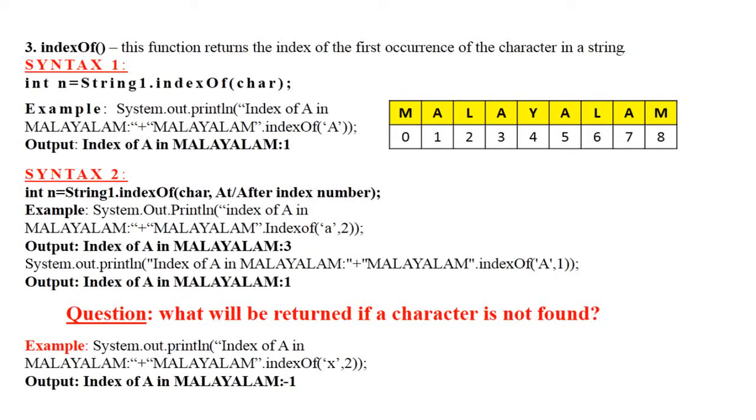Now what will happen if you are locating a character and that is not there? It will return -1. From Malayalam you are locating X, comma 2. From the second character onwards you are locating, and X is not located anywhere, so it will return -1.